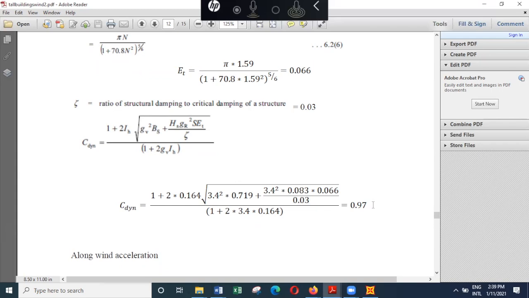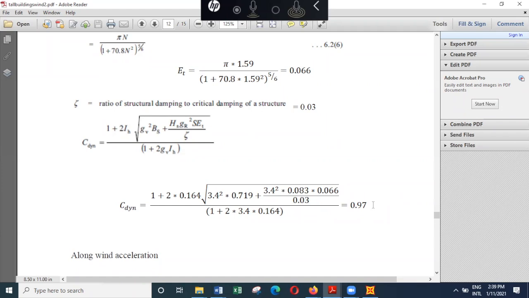This basically indicates that for the particular wind speed that we considered, the dynamic effects are not very critical. So if you want, you can use C dynamic as 1.0 and do the calculations. And if you consider a higher wind speed, there's a chance that you might end up with a value greater than 1. Say you might get 1.05 or some value if the wind speeds are higher.